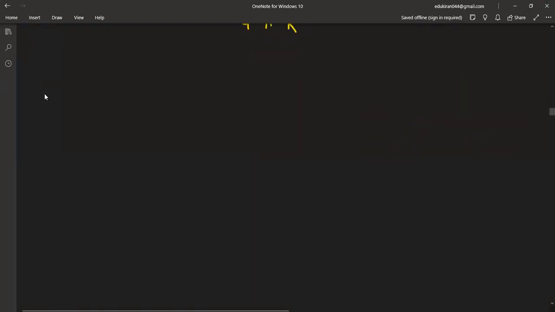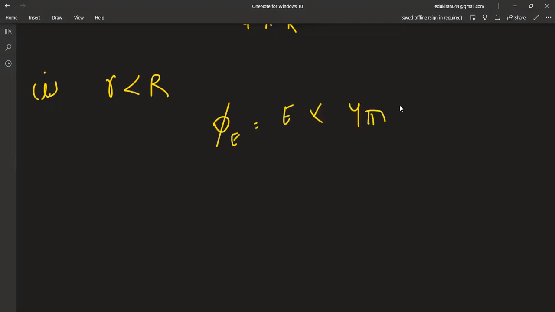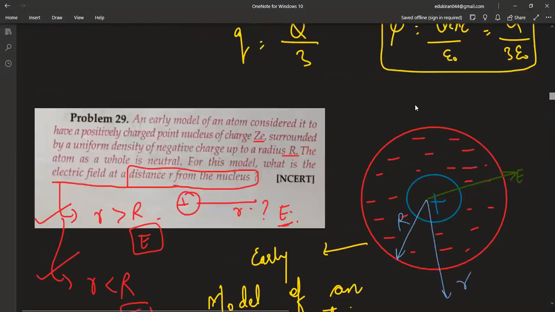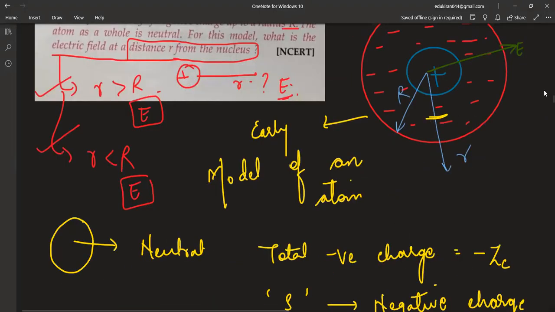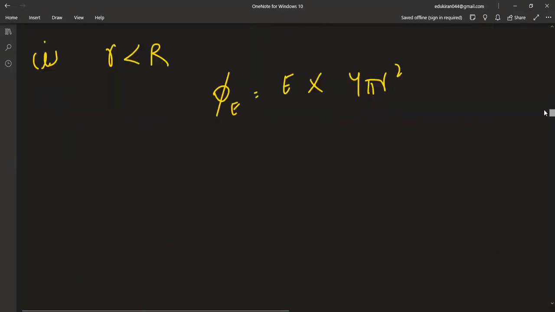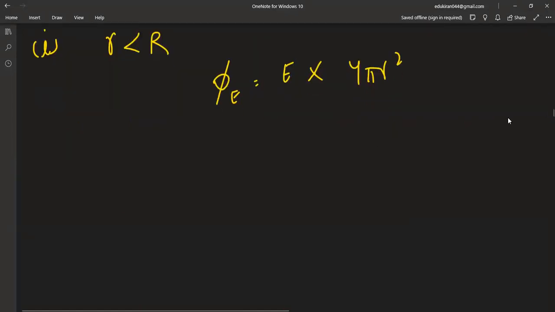That is, for r less than capital R, the flux through the Gaussian surface when we are calculating is electric field into 4 pi small r squared. We are taking it somewhere here. So for that Gaussian surface, the area will be 4 pi r square, correct? Now see, let's say Q is the positive nuclear charge. What will be the total charge? Total charge will be the positive nuclear charge.